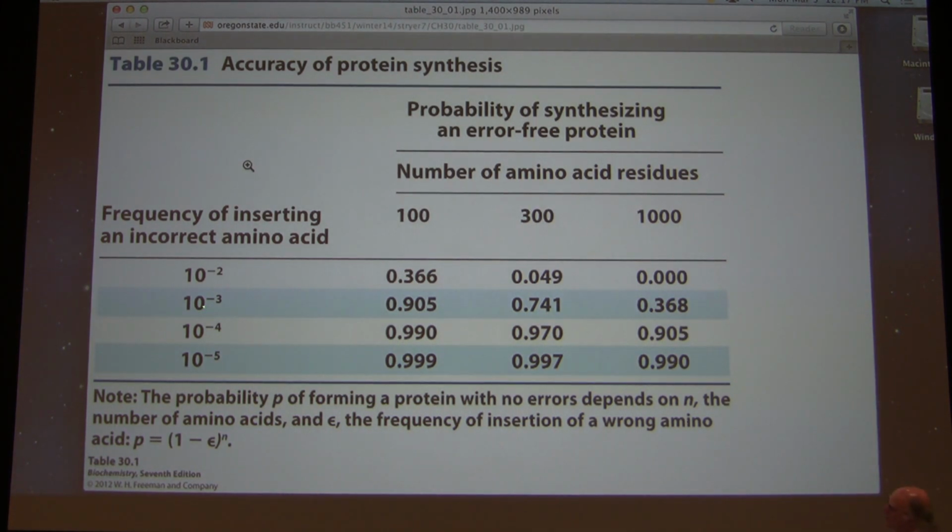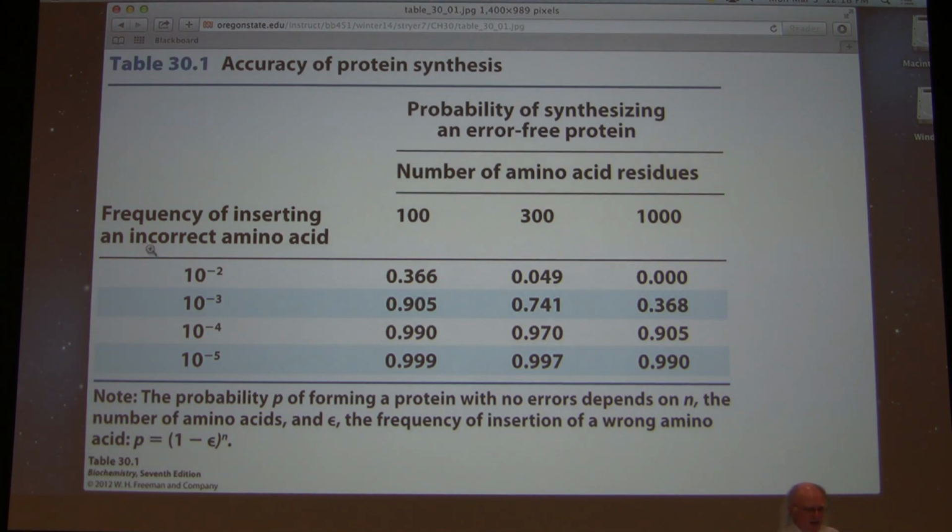If it's 10 to the minus third, 1 in 1,000, about 90% of the time. You can see the numbers, et cetera. So the probability of forming a protein with no errors depends on the number of amino acids and the frequency with which errors occur. It turns out that the proofreading process is costly in terms of energy and costly in terms of time. Cells compromise and allow more errors to happen in making proteins in order to optimize the rate with which the process occurs and the energetic considerations.